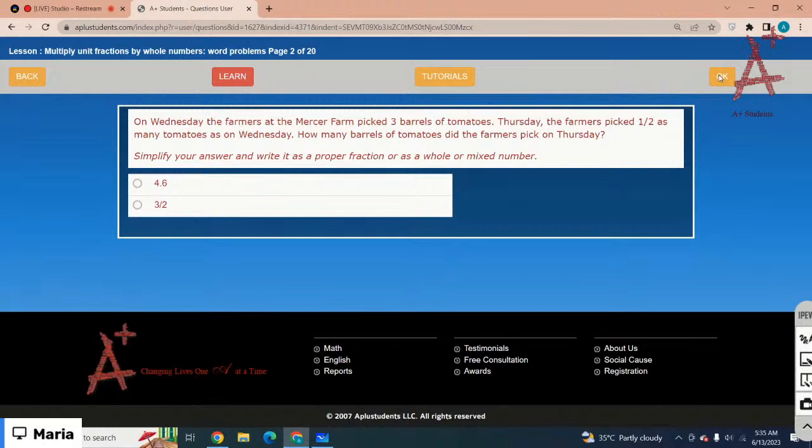On Wednesday, the farmers of the Mercer farm picked 3 barrels of tomatoes. Thursday, the farmers picked half as many tomatoes as on Wednesday. How many barrels of tomatoes did the farmers pick on Thursday? So, which is the correct option? That's the one we did in the tutorial. So the correct option is 3/2. You have to do 3 times 1/2. Got it? So 3 times 1/2 is 3/2. That would be the second option.